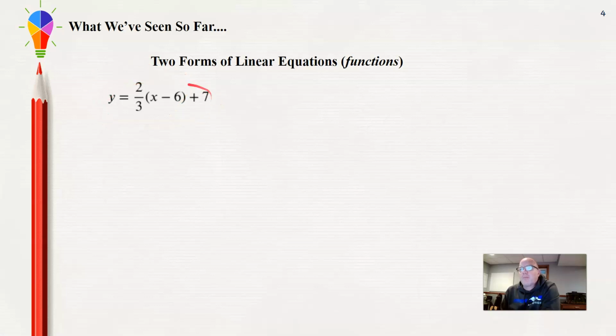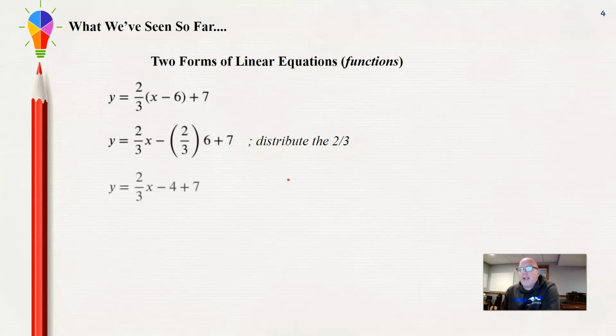The first form looks something like this: y equals 2/3 times the quantity x minus 6 plus 7. And we learned that we can manipulate this algebraically to get it into a different form. So the first thing I would do is distribute the 2/3. So 2/3 x minus 2/3 times 6 plus 7. I can then simplify this by taking 2/3 times 6, which is 4. So I get 2/3 x minus 4 plus 7. And that gives me 2/3 x plus 3. Okay, now this is the form that I think most of you are familiar with.